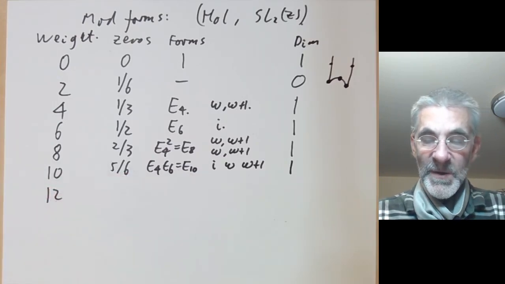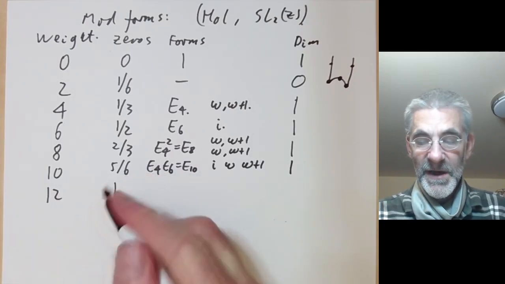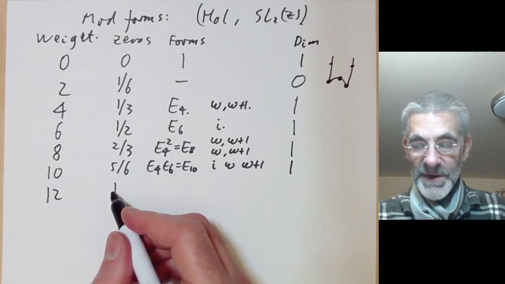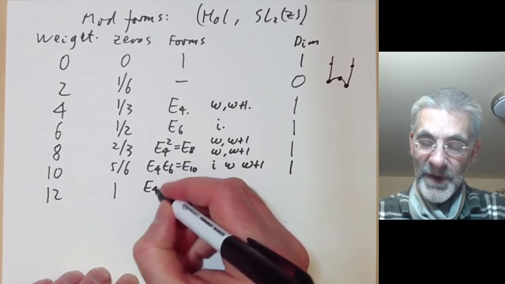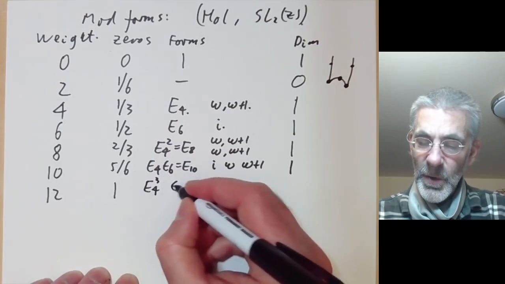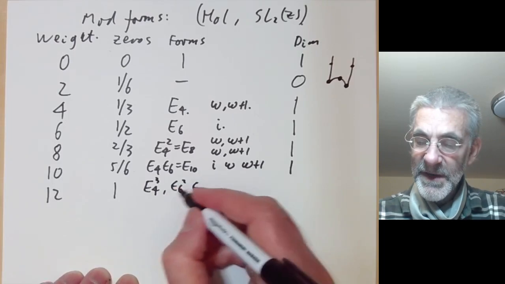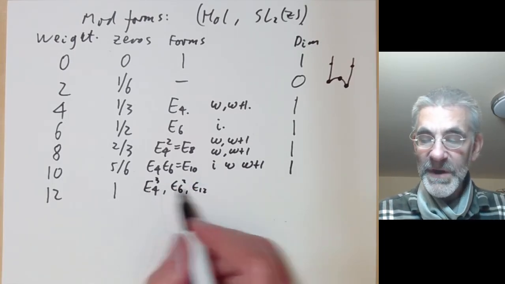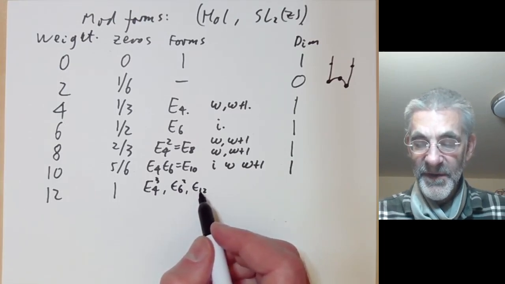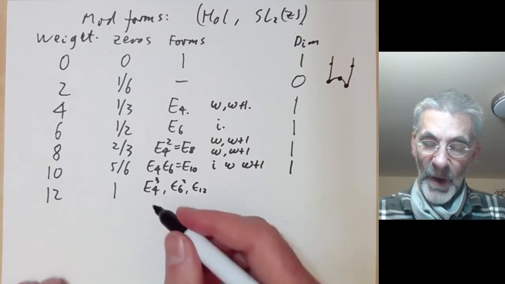Then we get to weight 12, and now things get a little more complicated. So there must be exactly one zero, and we can now think of three forms of weight 12. We can have E4 cubed, or E6 squared, or E12, and you can see these all have constant term 1, but they're all different because the coefficient of q is different. And the zero can be anywhere. Well, so what do we do?